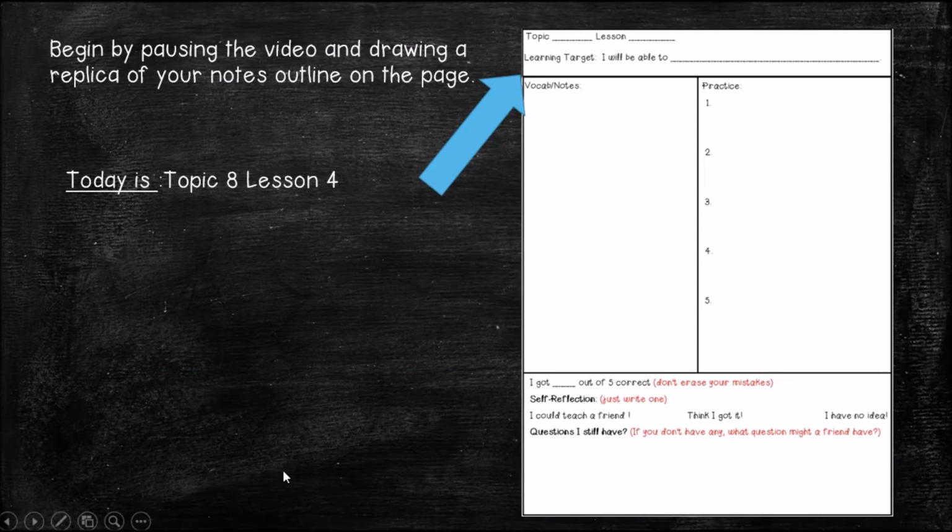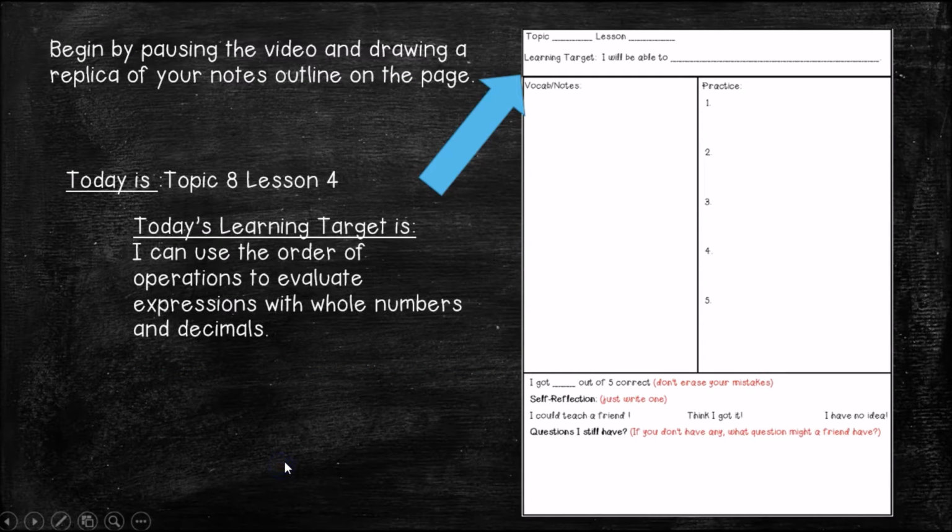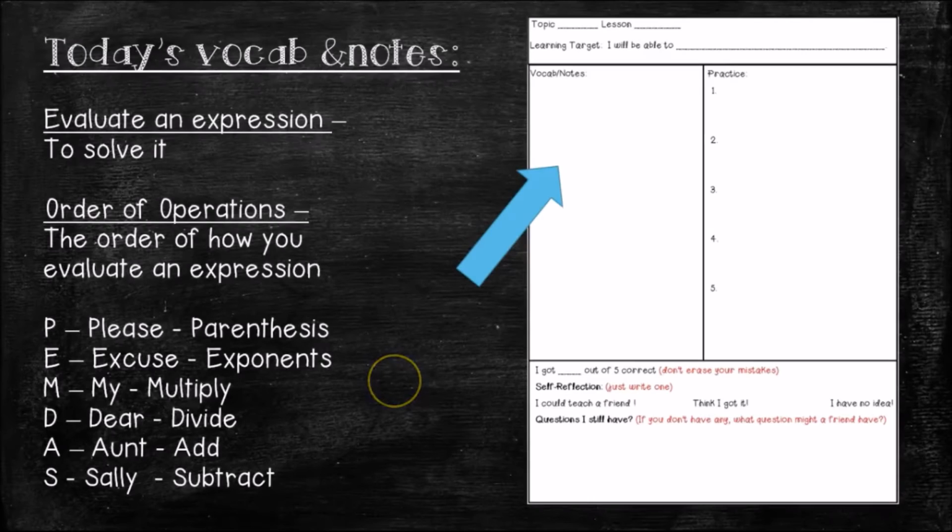Today we're talking about Topic 8, Lesson 4, and our learning target is: I can use the order of operations to evaluate expressions with whole numbers and decimals. The vocabulary words I need you to make note of tonight. First of all, evaluate an expression. That's just a fancy word for to solve it. Order of operations, that's the order of how you evaluate an expression.